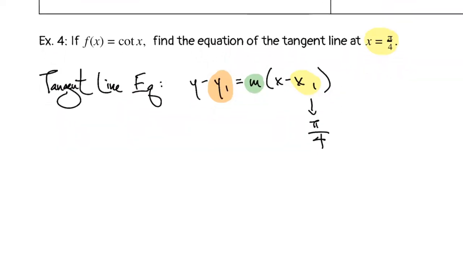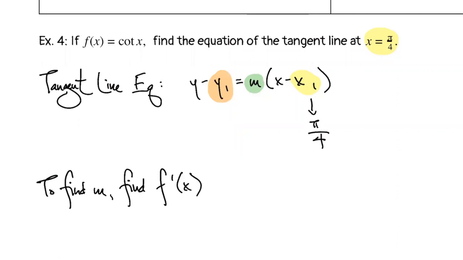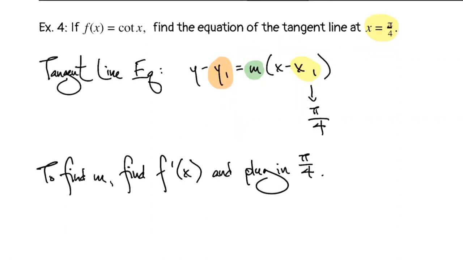What could we find next from here? I think everyone's got a little bit of a different strategy approaching these, but what would we find next? Okay, some people want to find y prime. All right, let's do that. So to find m, find f prime of x and plug in pi over 4. Okay, and specifically, we're going to do it in that order. We're going to find the derivative and then we plug in our value.